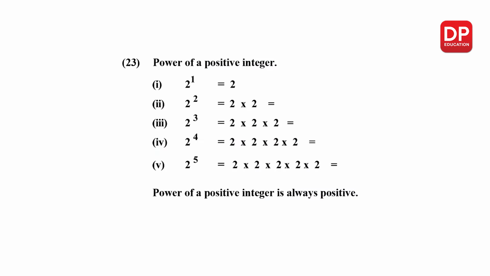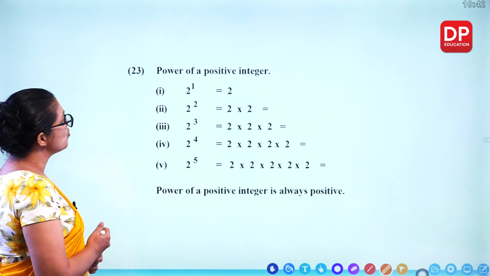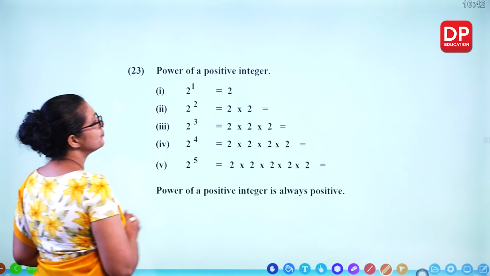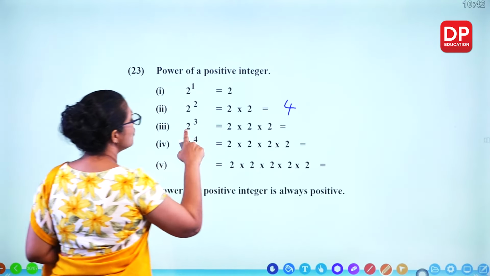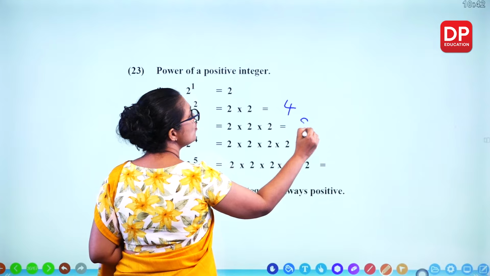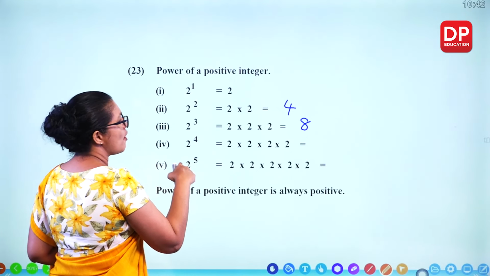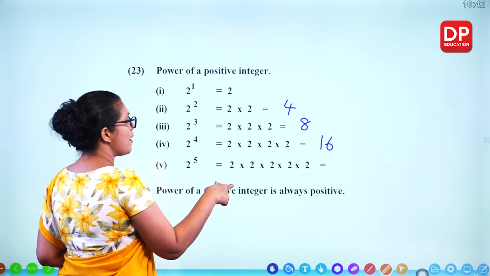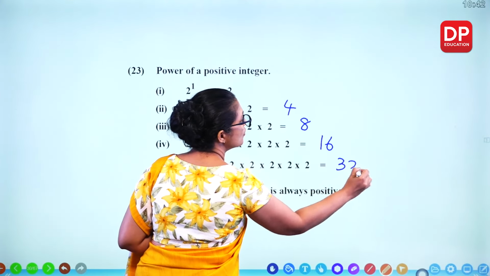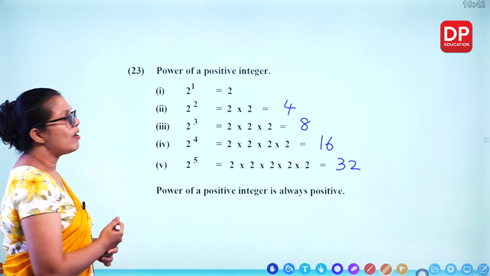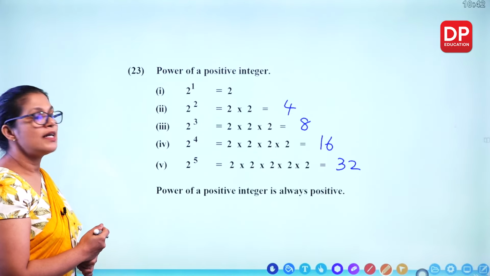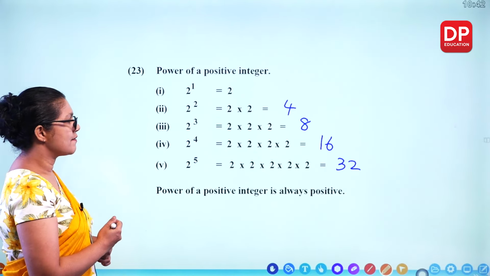Power of a positive integer. Now look at this one. 2 to the power 1 is 2. 2 to the power 2, you get 4. 2 to the power 3, 4 times 2, 8. 2 to the power 4, 8 times 2, 16. Again, you have to multiply by 2, you get 32. So, we can see all these numbers are positive. So, power of a positive integer is always positive.